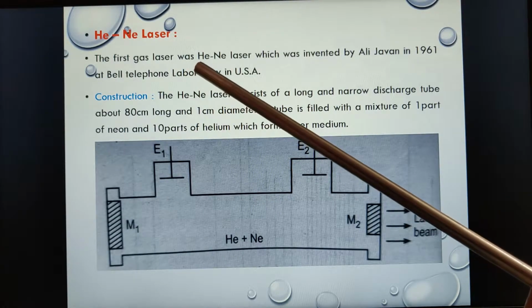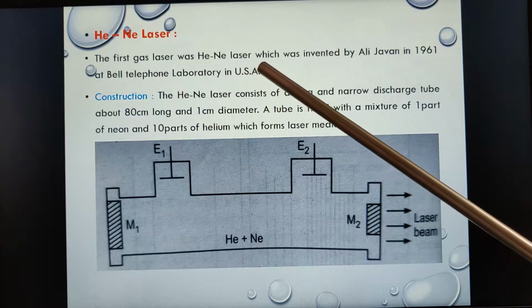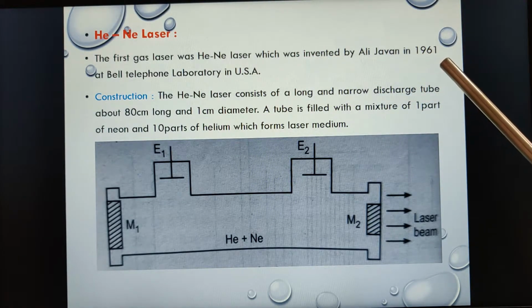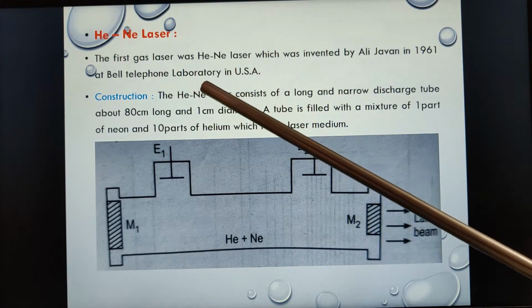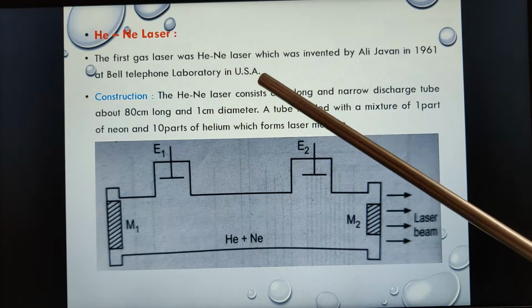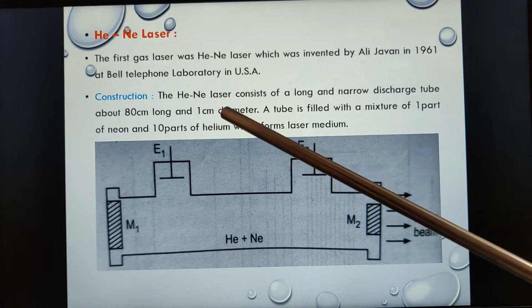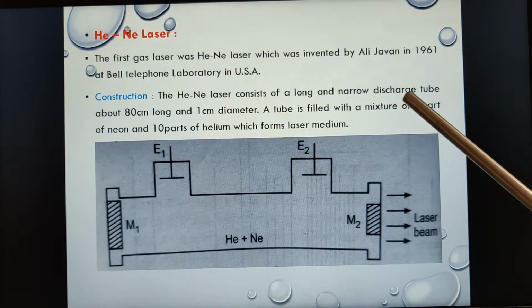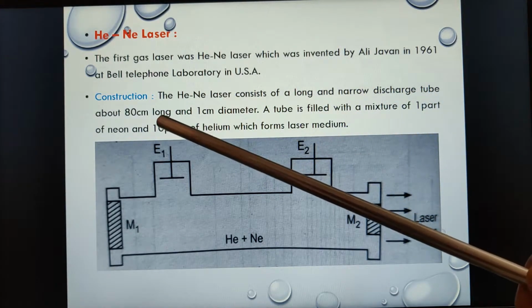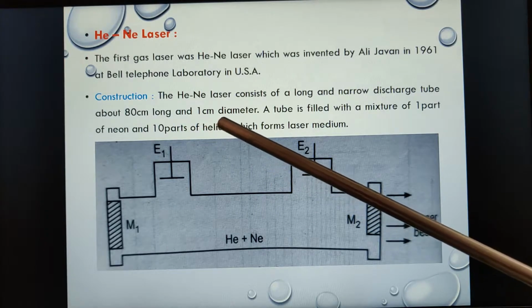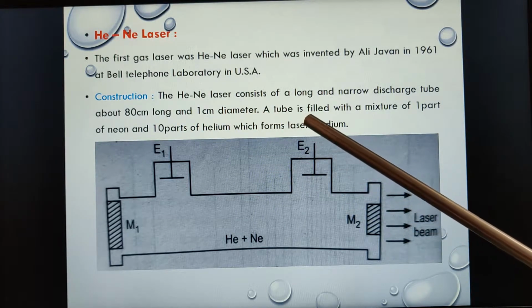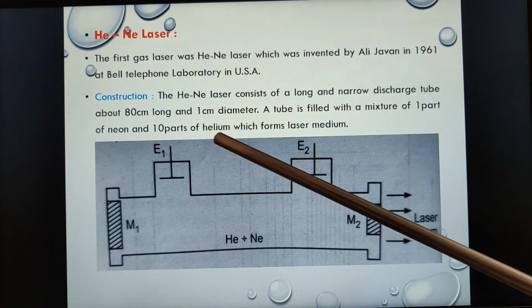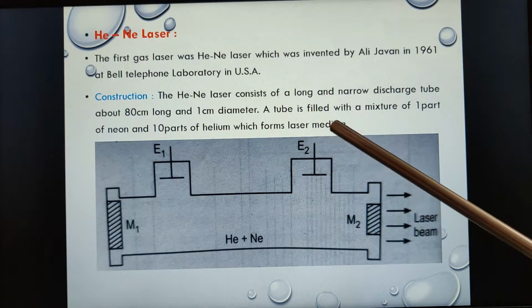The first gas laser was the helium neon laser, which was invented by Ali Javan in 1961 at Bell Telephone Laboratory in the USA. Construction: the helium neon laser consists of a long and narrow discharge tube about 80 cm long and 1 cm in diameter. The tube is filled with a mixture of 1 part of neon and 10 parts of helium, which forms the laser medium.